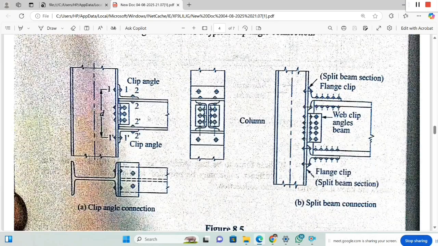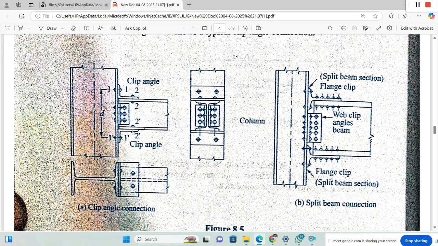All these are in figure A, the clip angle connection. This is the side elevation of the beam. This is the column. This is the sectional elevation of the beam and the column. And this is the top plane. This is the column. And this is the beam.